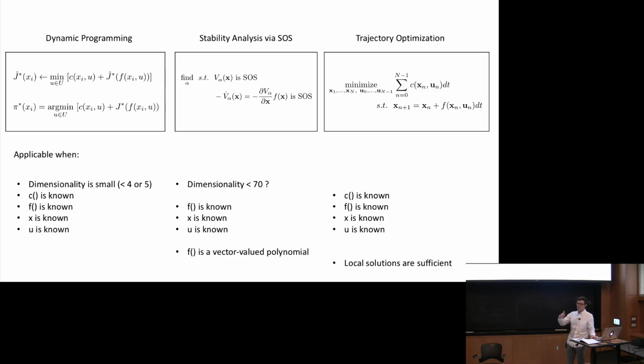And again, we need to know C, which is the cost function, and we need to know F, which is the dynamics. So controlling the pendulum, dynamic programming works great, right? Because the state space is 2, dynamic programming is super happy, works very well there. It's beautiful, the solutions that can come up with.